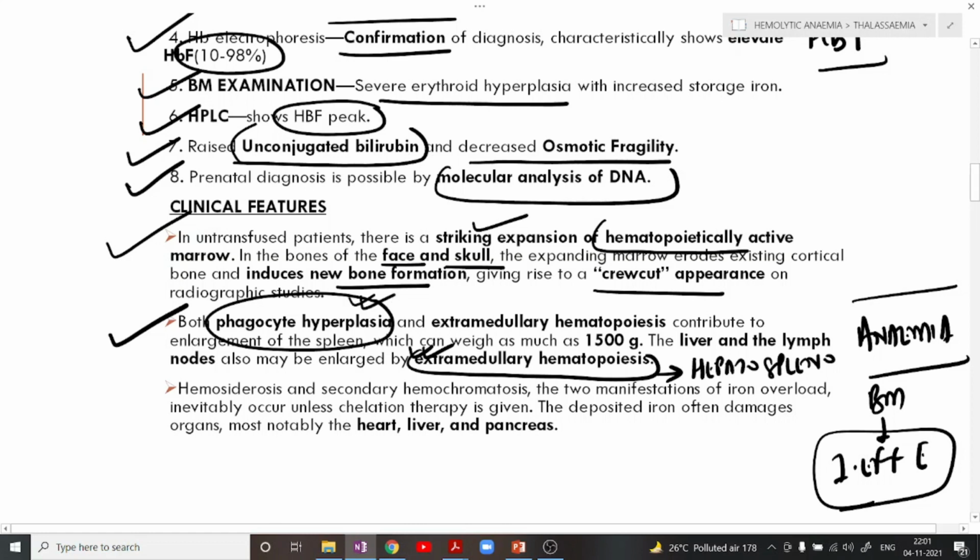So the causes of hepatosplenomegaly in thalassemia patients are twofold. First, phagocyte hyperplasia. Second, extramedullary hematopoiesis. Okay. Now, because such patients are transfusion dependent and also have increased iron absorption, there is increased iron overload leading to hemosiderosis, systemic deposition of iron. Along with that, there is secondary hemochromatosis.